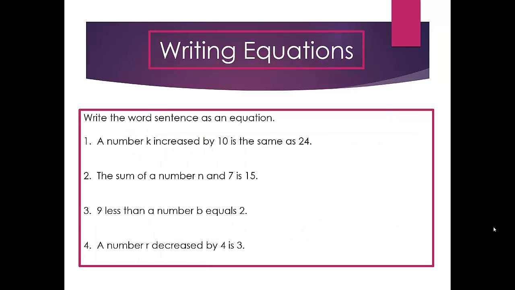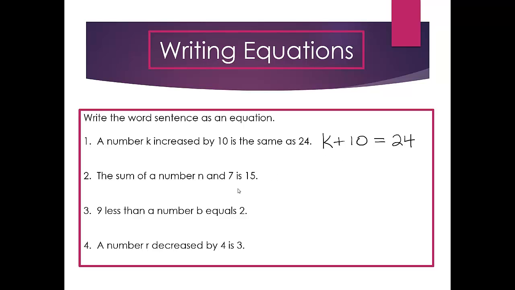Now we're going to look at writing equations. Write the word sentence as an equation. So for number 1, we have a number k increased by 10 is the same as 24. Increased by tells us addition. So if k is increased by 10, we're adding k plus 10. The same as would be our equal sign, and then that means it would be equal to 24. So we have k plus 10 equals 24.